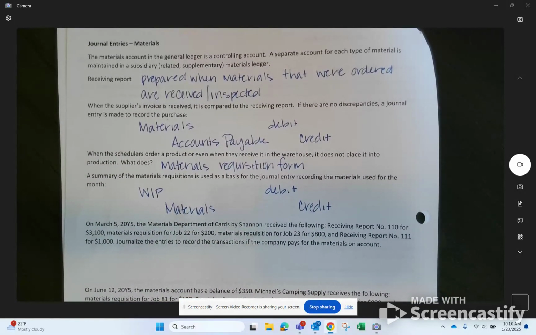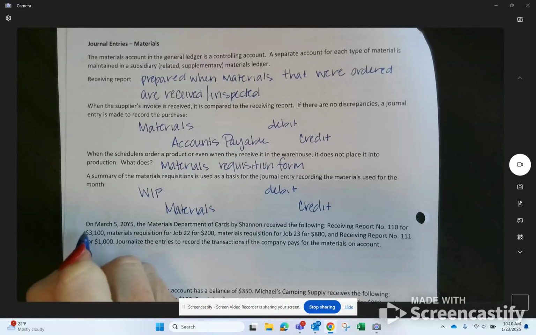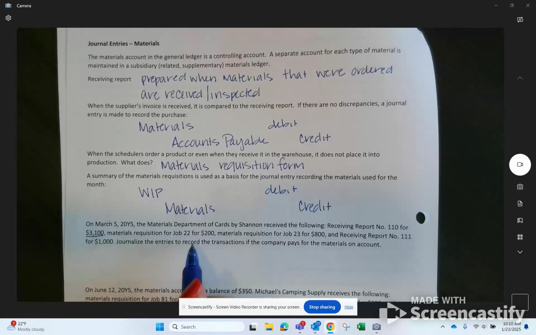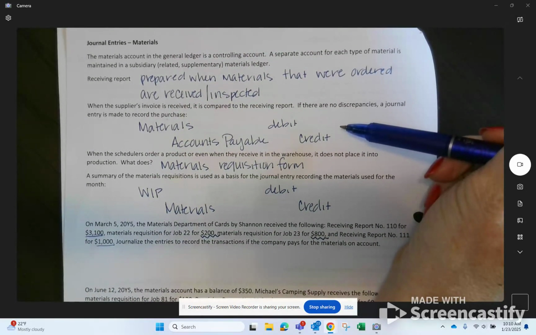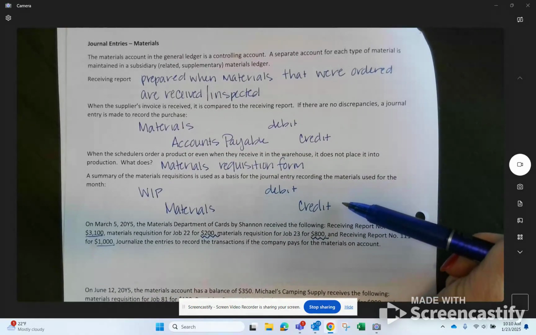Down below, we're going to look at a couple examples with some actual numbers, okay? First up, on March 5th, 2025, the Materials Department for Cards by Shannon received the following information. They have receiving report number 110 for $3,100, a materials requisition for job 22 of $200, a materials requisition for job 23 of $800, and a receiving report number 111 for $1,000. These are two different things. Remember, the receiving report has to do with a scenario where we have received the materials. They're not placed into production. The materials requisition is a scenario where they are put into production.